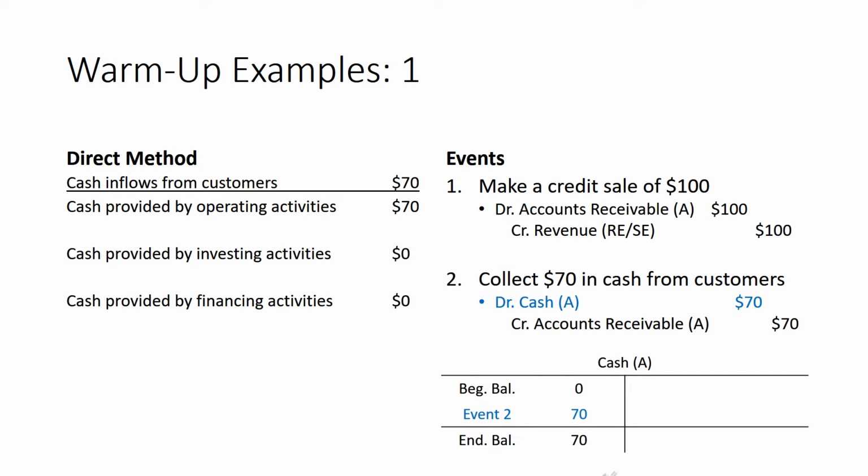Cash flow from investing and financing activities are 0 as well, since there are no cash events that deal with investing or financing activities. The sum of cash flows from operating, investing, and financing activity is $70, so that's the change in cash. Let's take a look at the cash T account. Notice that the beginning balance is 0 and the ending balance is 70, so the change in cash by examining the cash T account is also $70. So this is what a statement of cash flows would look like under the direct method.